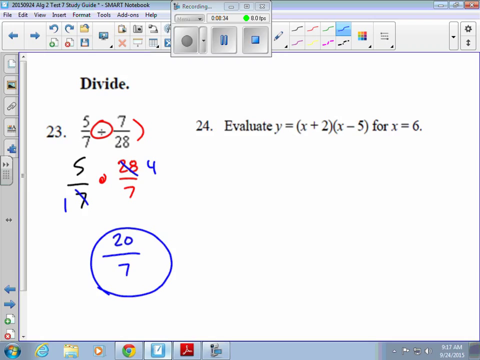Evaluate y equals x plus 2 times x minus 5 when x is 6. So in place of x, we get 6 plus 2 times, in place of x again, 6 minus 5. 6 plus 2 is 8 times 6 minus 5 is 1. 8 times 1, y's value is 8.